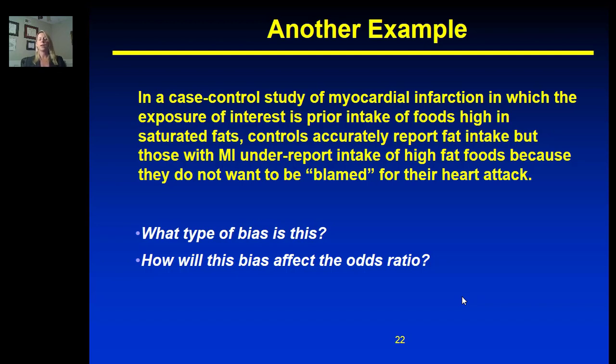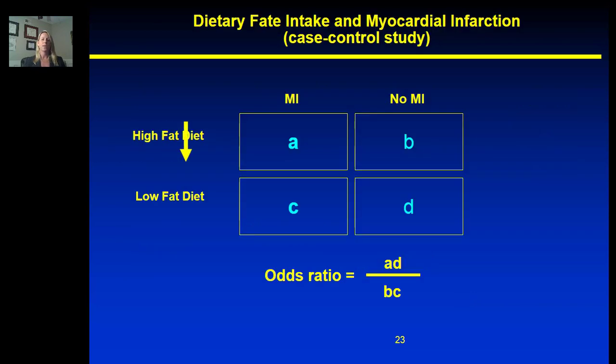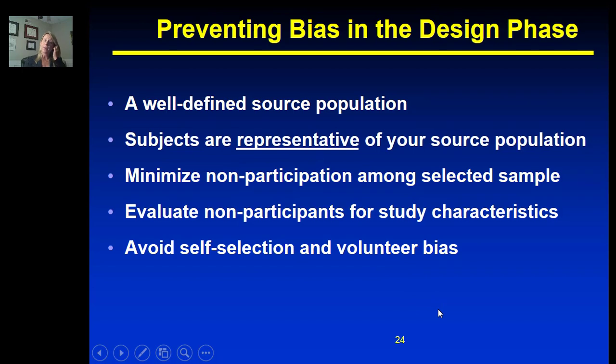We will ultimately find that our measure of odds among those with the disease of myocardial infarction, or the outcome of myocardial infarction, will be lower than the true odds, and that will lead us to an odds ratio that's closer to the null, and hence a bias toward the null. This is just to illustrate that we're under-reporting or collecting that exposure in our case group here, hence the lower odds ratio. So how do we prevent bias?